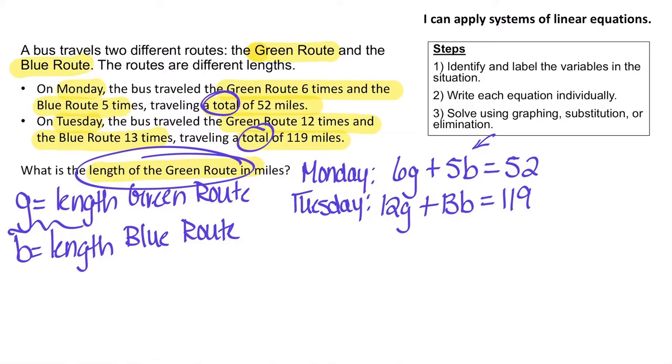So what I want to do is figure out how to get rid of b. So let's look at that. Coefficients of b are 5 and 13. So I need to figure out the LCM of 5 and 13.